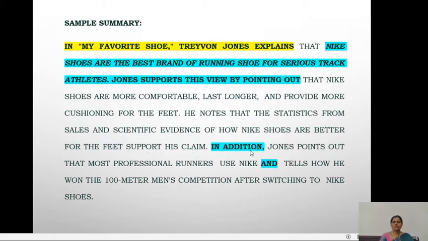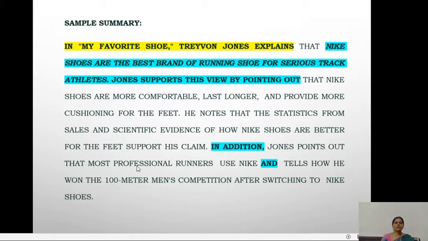That means his statement. In addition, we are using some connective words also to keep that coherence between the lines or between the statements. And in addition, Jones points out that most professional runners use Nike and tells how he won the 100-meter men's competition after switching to Nike shoes. So he has given his experience to support his main statement. So he has added one more point. In addition, Jones points out that most professional runners use Nike and tells how he won the 100 meters men's competition after switching to Nike shoes.